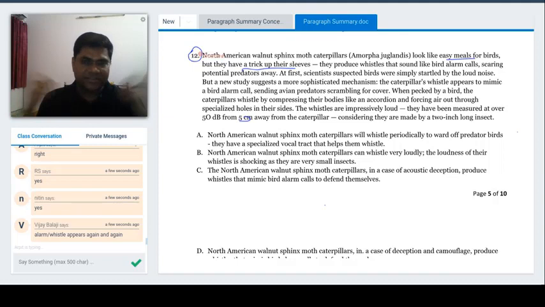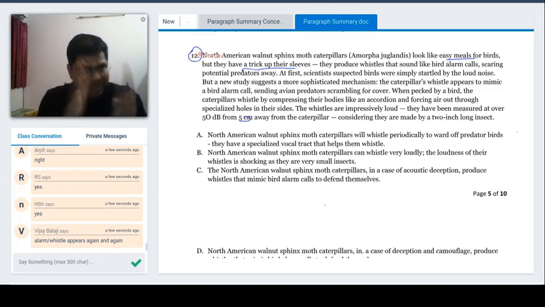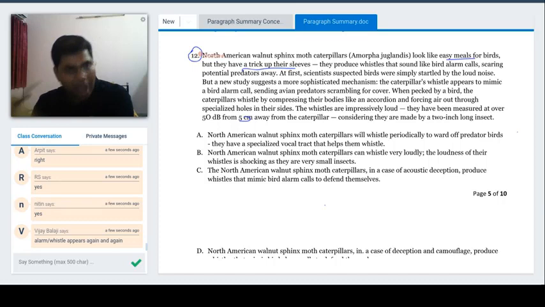So you will see, sir, he's discussing the alarm calls. Perfect. So the next word that comes in sequence is the alarm calls. So the author is discussing the alarm calls of North American walnut sphinx. Why do we have these alarm calls? Of course, they are loud. The author says the whistles are impressively loud. So the loudness of the whistle as the alarm call is what exactly is going on in the passage.